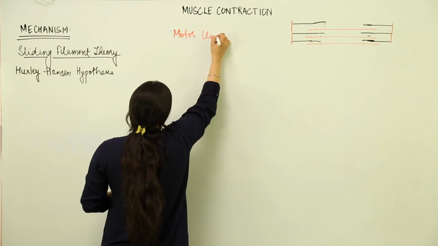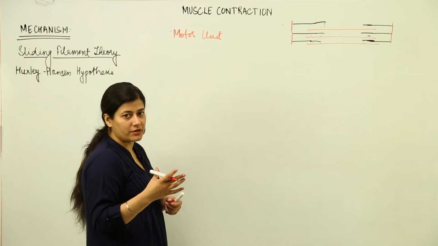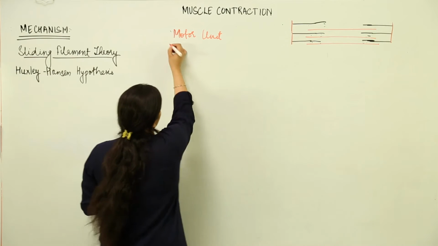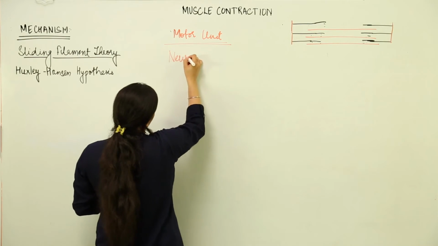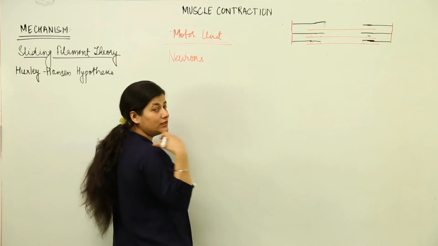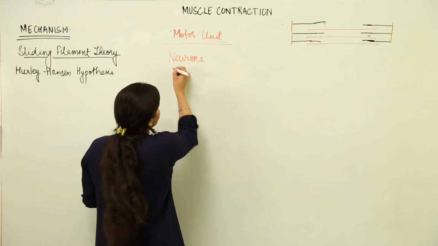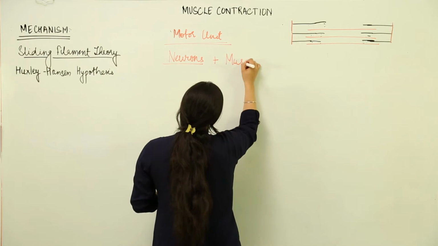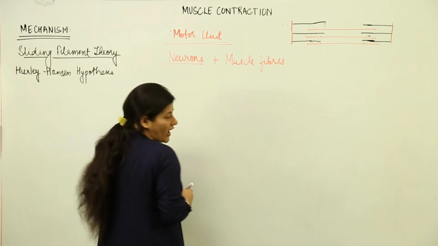Now what is motor unit all about? The motor unit would be the neurons and the muscle fibers where the excitation or the contraction has to take place. So there is a motor unit which includes the neurons, motor neurons of course, which bring the signal from central nervous system to undergo contraction. So there are motor neurons along with muscle fibers. That is known as a motor unit.